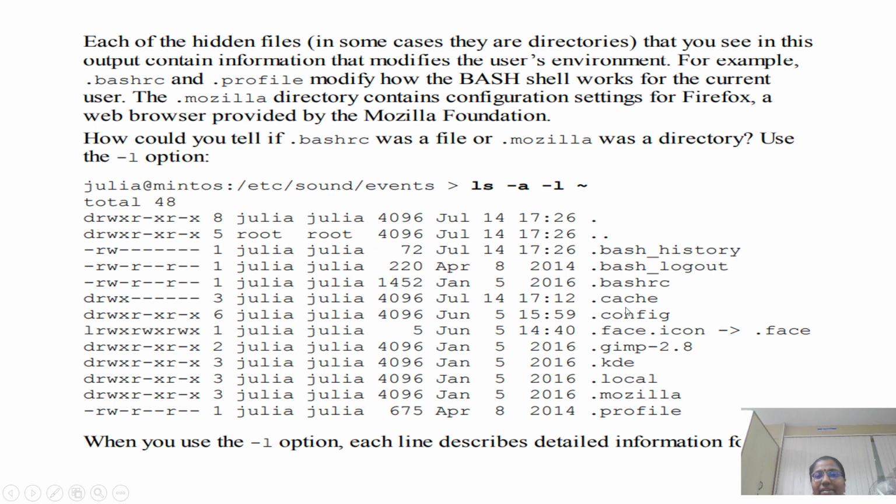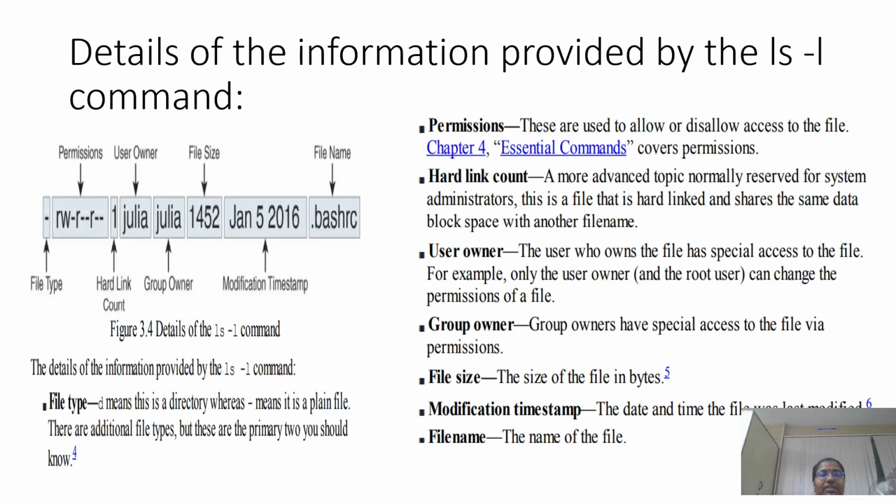For example, the file name .config. The starting D means it is a directory, hyphen means it is a file. Then read, write, execute for the owner. The next one is read, write, execute for the group, with a hyphen where a permission is missing, and the last for all others. Like this, a long list of files will be displayed. This is the detailed information provided by the ls -l command.